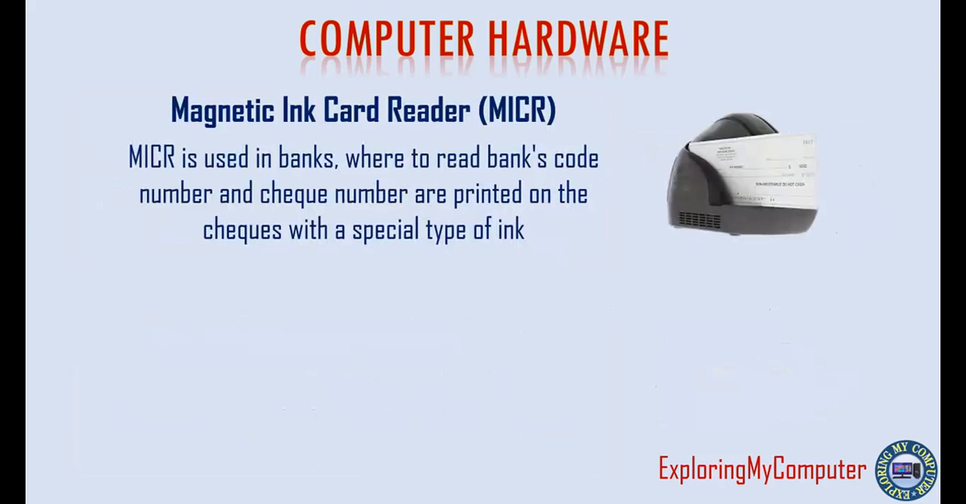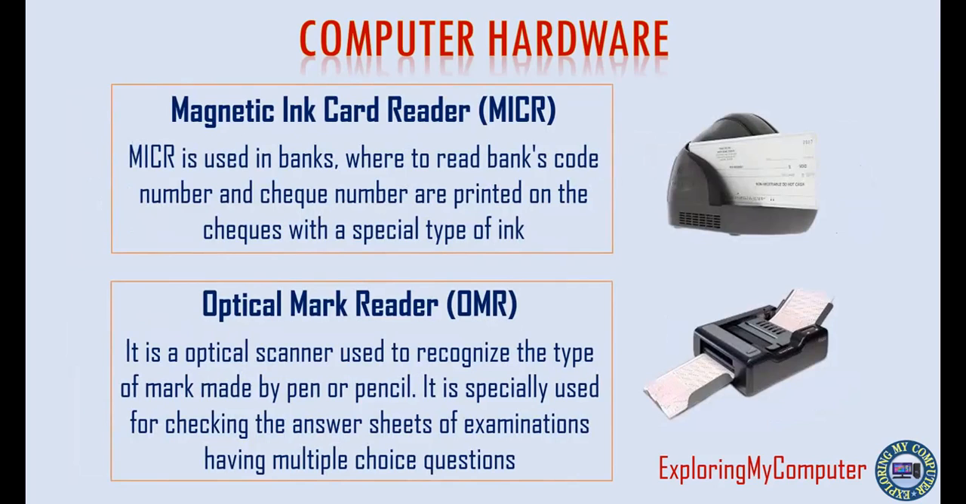Magnetic ink card reader, MICR. MICR is used in banks, where the bank's code number and check number are printed on the checks with a special type of ink. Optical mark reader, OMR. It is an optical scanner used to recognize the type of mark made by pen or pencil. It is specially used for checking the answer sheets of examinations having multiple choice questions.